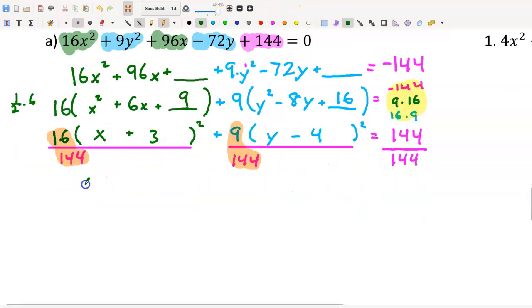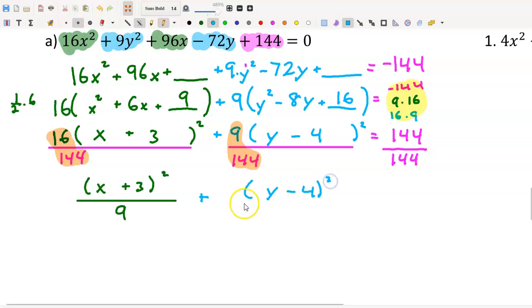All right, so this is always going to be untouched. This part's finished. And then you just say, well, how many times does 16 go into 144? And you get 9. Repeat for the y's. So we got y minus 4 squared. How many times does 9 go into 144? 16. A lot of the same numbers, just recycling themselves. And the right-hand side, of course, by design, we get 1.